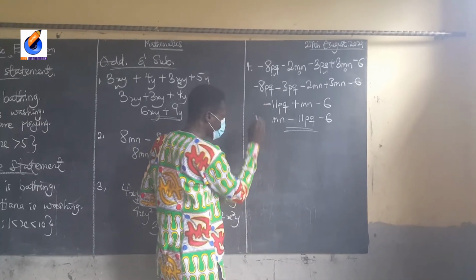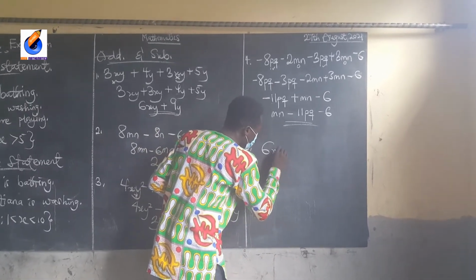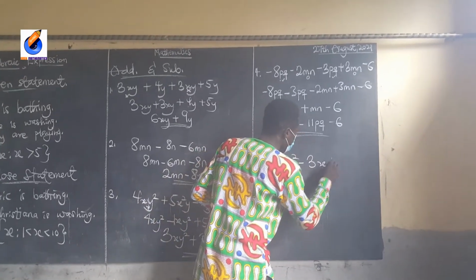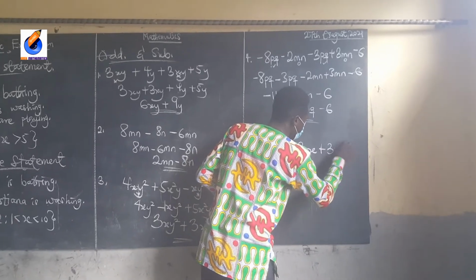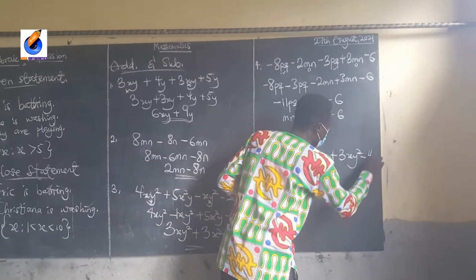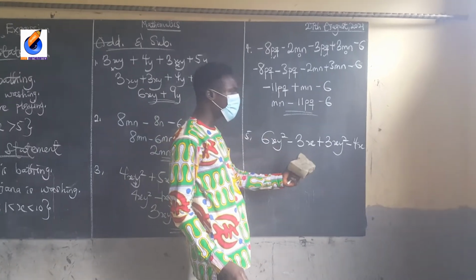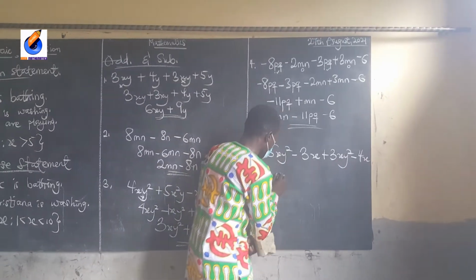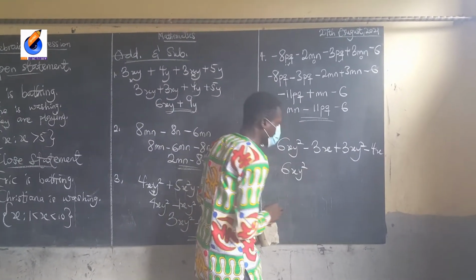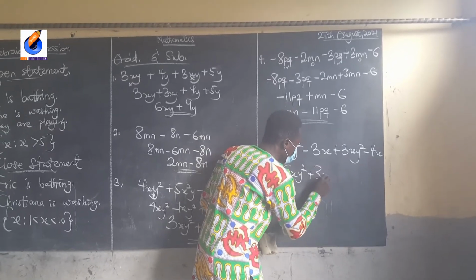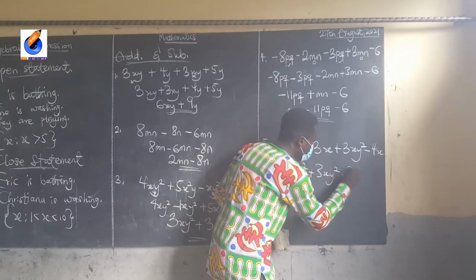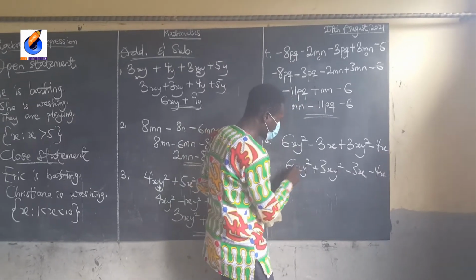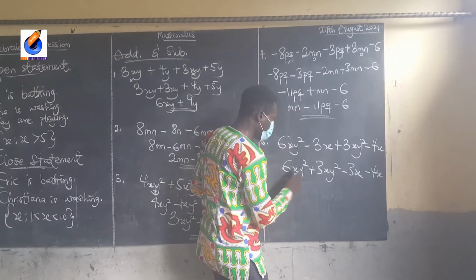So let's look at the last one. We have 6xy squared minus 3x plus 3xy squared minus 4x. To simplify this, you group like terms. xy squared, xy squared. So I have 6xy squared plus 3xy squared, minus 3x minus 4x. 6 plus 3 will give me 9.